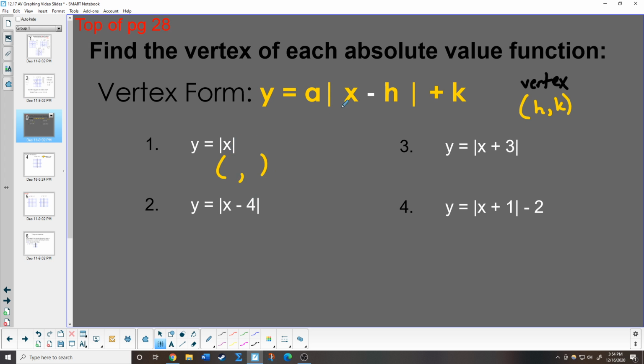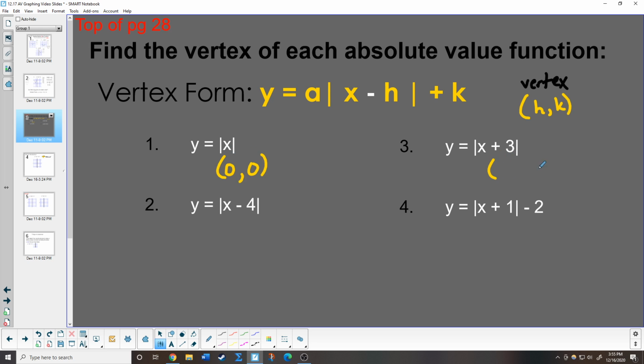Now there is nothing being added or subtracted inside the absolute value with the x. So it's kind of like we have a plus or minus 0. So I'm just going to write 0. Okay, there is no horizontal modifier here or translation. And then there's also nothing being added, right? It's like kind of a plus 0. So it's kind of like k is 0. So our vertex, when there's nothing on the inside and outside being added or subtracted, is just 0, 0. So here's our vertex for the first one.